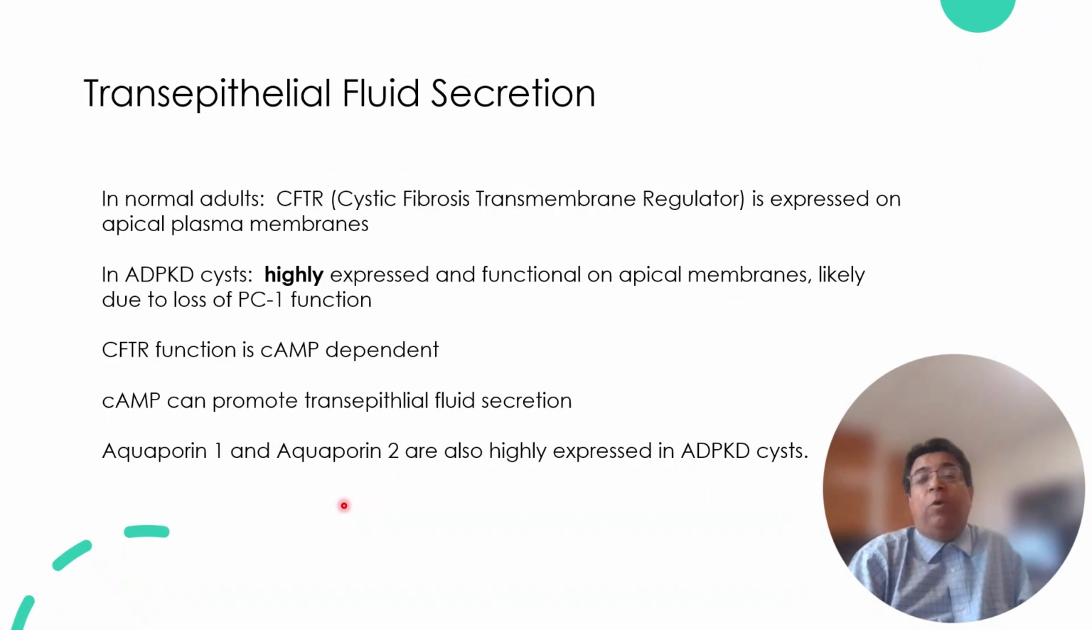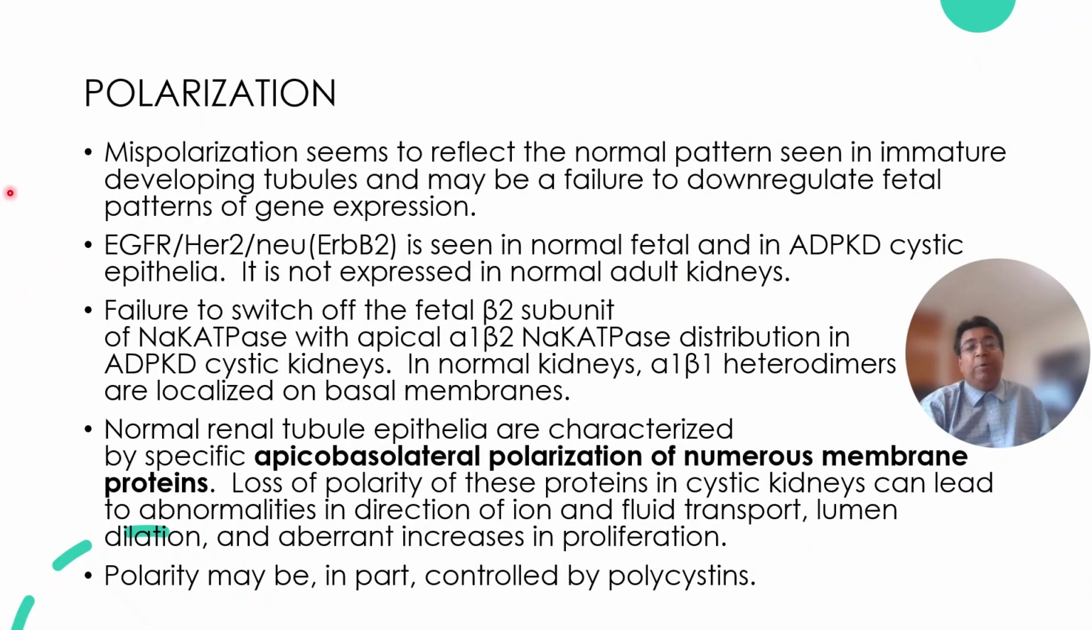Fluid secretion. In normal adults, the cystic fibrosis transmembrane regulator is expressed on apical plasma membranes. In ADPKD, it's highly expressed and functional on apical membranes. And this may be due to loss of normal polycystin function. Cystic fibrosis transmembrane regulator function is cyclic AMP dependent, and cyclic AMP can promote transepithelial fluid secretion. Aquaporin 1 and aquaporin 2 are also highly expressed in ADPKD cysts. Again, mispolarization seems to be a major mechanism of cyst formation in ADPKD.